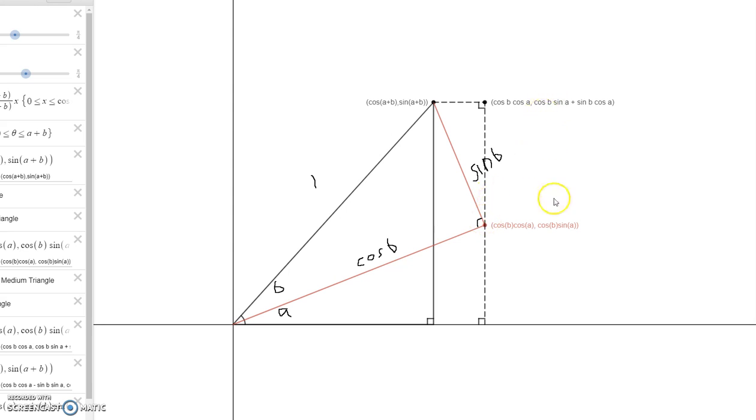I add to my previous height r cosine A, so sine B cosine A. That brings me there. And finally, to end up at this original point, I have to subtract this base, which is going to be r sine A, or in other words, sine B sine A. And that puts me at the same spot. Beautiful.